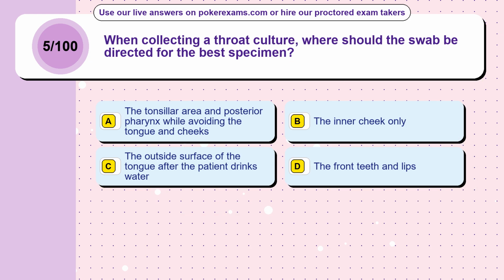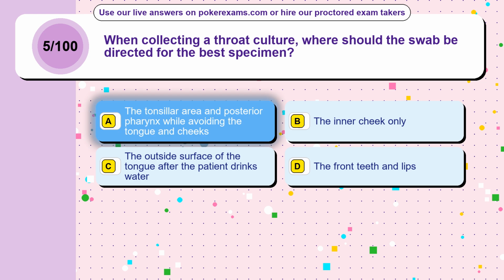Question 5. When collecting a throat culture, where should the swab be directed for the best specimen? Option A. The tonsillar area and posterior pharynx while avoiding the tongue and cheeks. Option B. The inner cheek only. Option C. The outside surface of the tongue after the patient drinks water. Option D. The front teeth and lips.